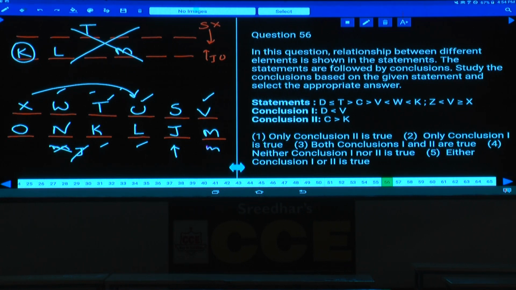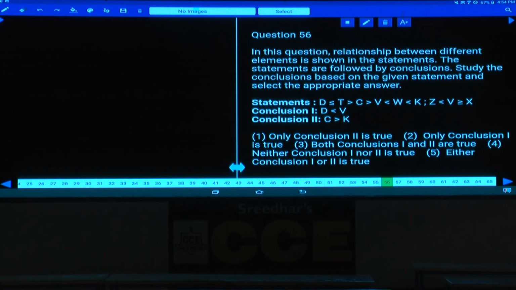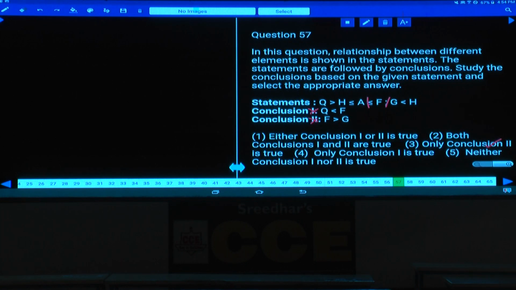Now 56 to 60. Now these 5 questions are based on coded inequalities. Now the relation between D and V. Between D and V, there is 1 lesser than, 1 greater than, 2 opposite symbols, no relation between these two. And next one, the relation between C and K. C is here greater than, lesser than, 2 opposite symbols, that is also false. Hence neither 1 nor 2, that is choice 4. Question number 56, it is choice 4.